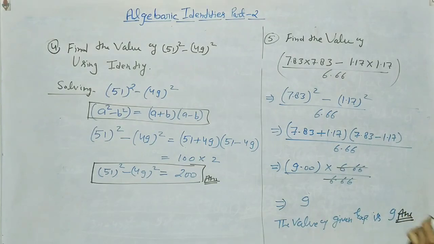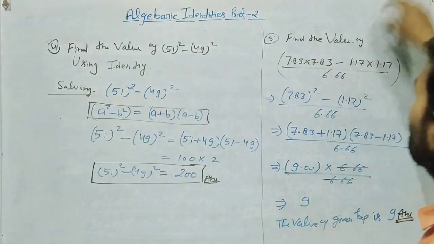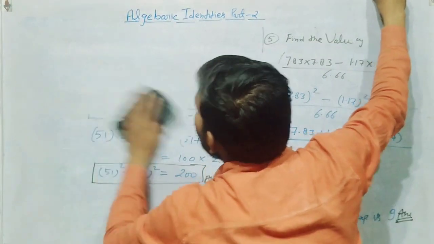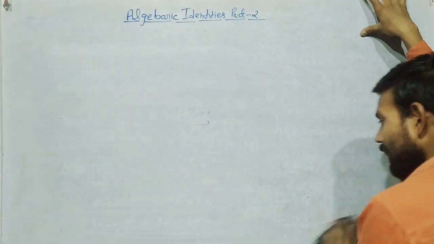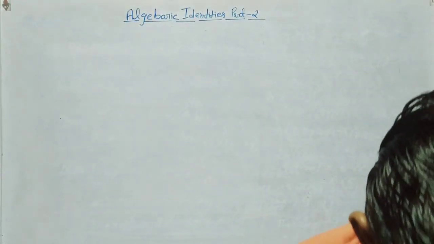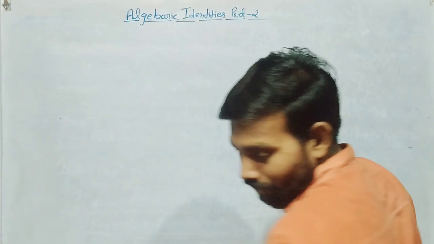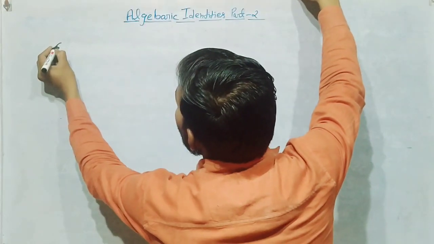Very good बच्चों, समझ में आ रहा होगा. Very good. Next. Now we are going to the next question. Then our next question is, this is a very interesting question and very easy. Our next question is, find the value of, and it is the fifth one.